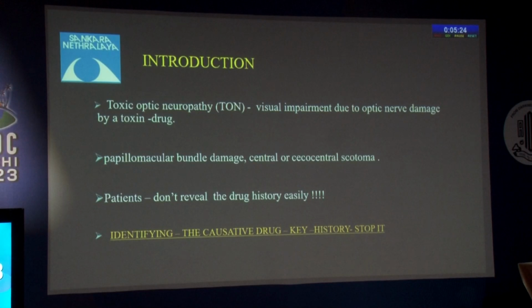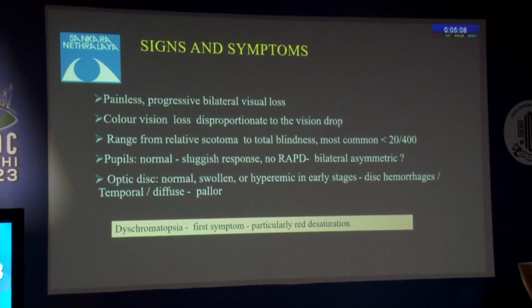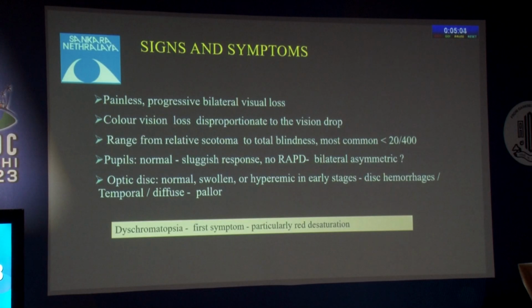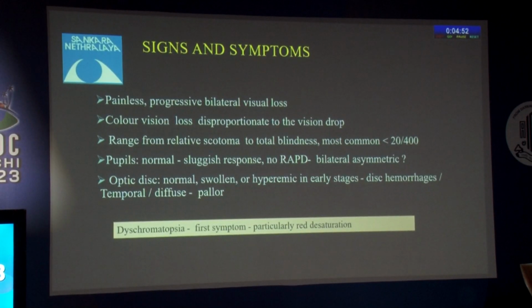the vision drop. So identifying the causative drug is the key for toxic optic neuropathy because it presents as painless, progressive, bilateral visual loss. So you have to be careful when a patient presents like that, and color vision loss is usually disproportionate to the vision loss, and it can range from a relative scotoma to total blindness. Most commonly they present with vision less than 20/400, and bilateral presentation causes bilateral sluggishly reacting pupils. And RAPD is very rarely seen, though in an asymmetric presentation you may end up seeing it.